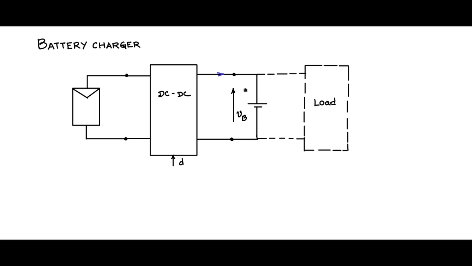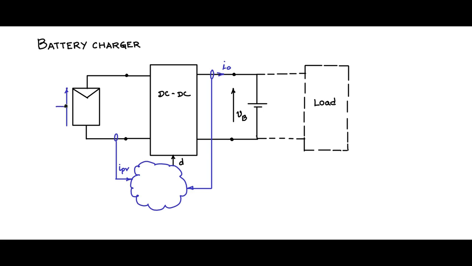Sense this current I0 which is flowing out of the terminals of the DC-DC converter, and use that as the feedback. You also provide the PV current IPV and also the terminal voltage of the PV, VT, which will be used for sensing the power that is being drawn from the PV module.